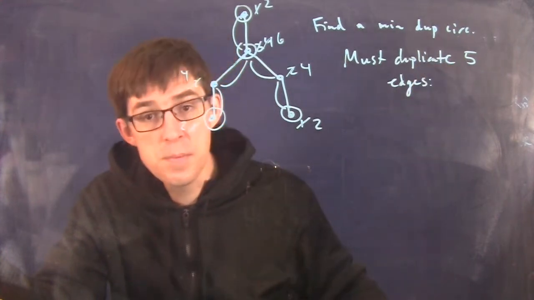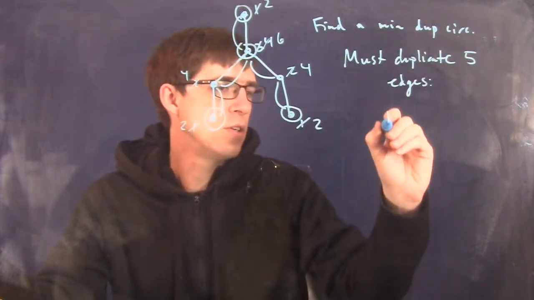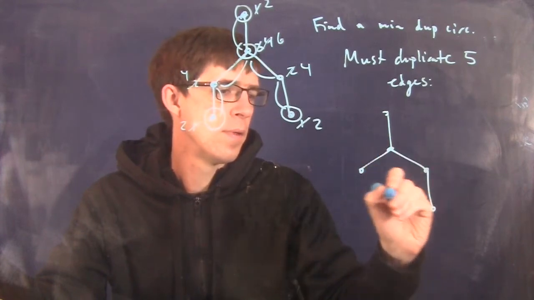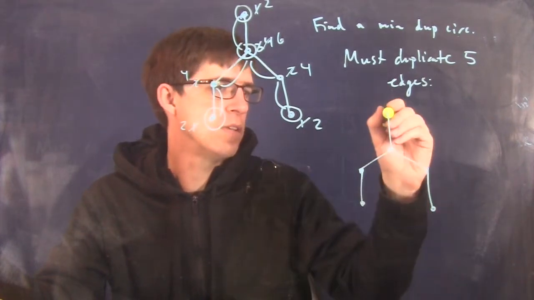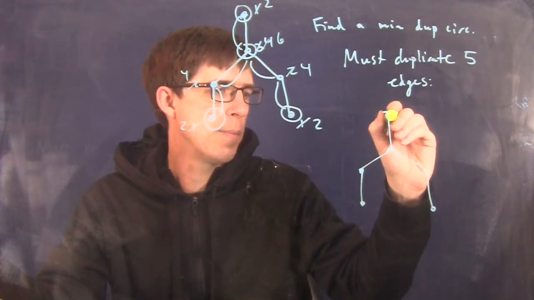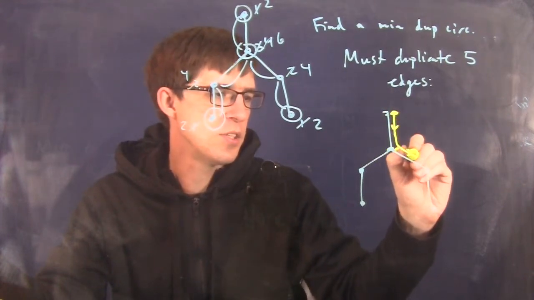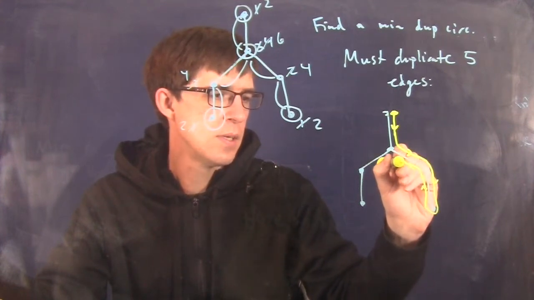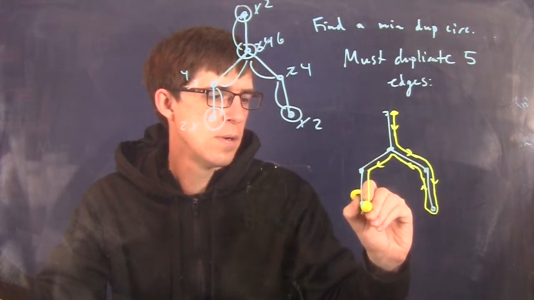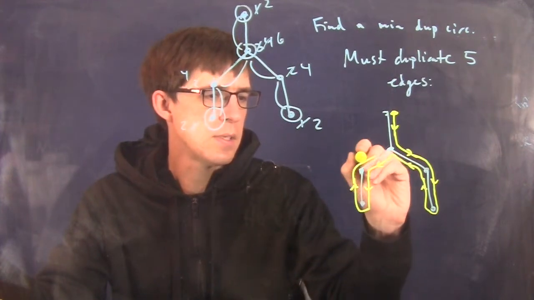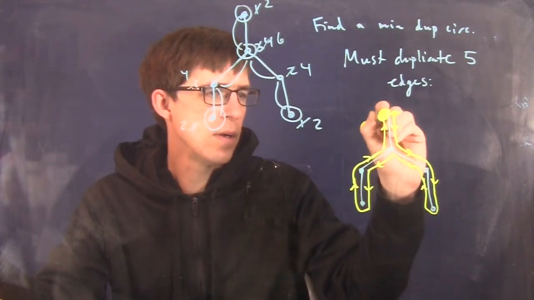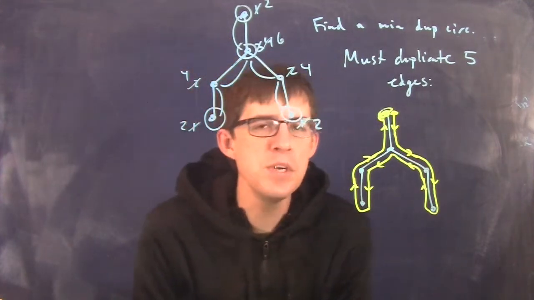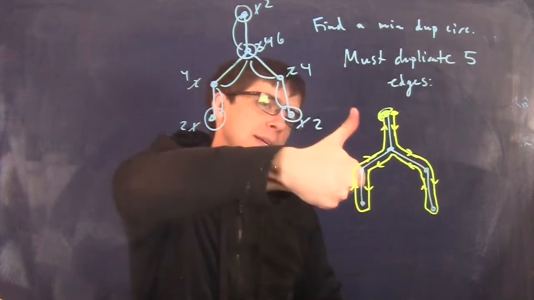I said find a minimum duplication circuit, so I guess that means you actually need to draw it. So this is the original graph. I'll draw my circuit in yellow. Let's start up here. I'm going to just have to repeat every single edge. So I guess I got to go down here, come back up the same edges, go around here, come back up the same edges, and back to where I started. All right? This is the minimum duplication circuit.